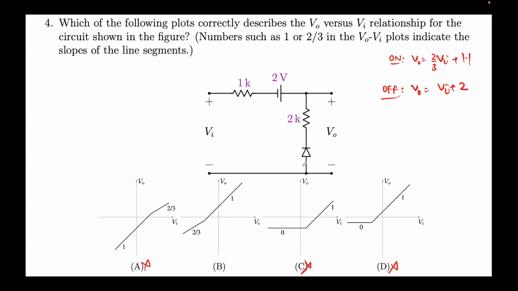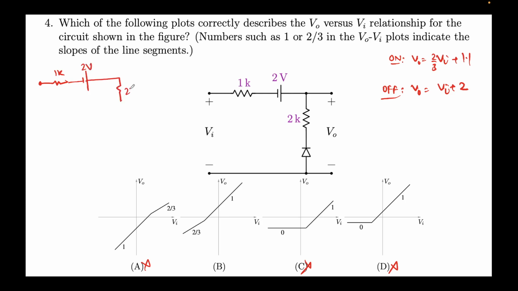And when Vi is positive, let's say plus 10 volts, this diode is reverse biased, which means off, and there will be a slope of 1 between V naught and Vi. So this is supposed to be the slope over here. So option B is correct, but for the sake of completeness, I'll find out the voltage at which the diode just starts to conduct.